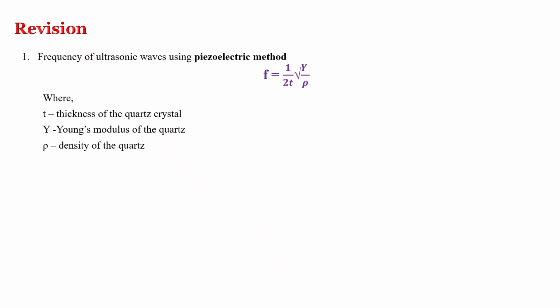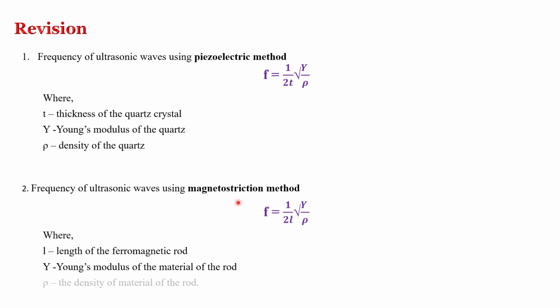The frequency of ultrasonic waves using the piezoelectric method will be calculated with the formula f = 1/(2t) √(Y/ρ), where t is the thickness, Y is Young's modulus of the quartz crystal used in the piezoelectric method, and ρ is the density of the quartz crystal.